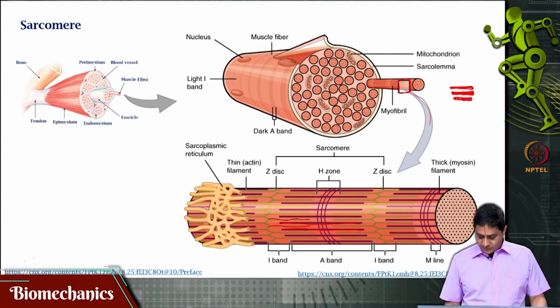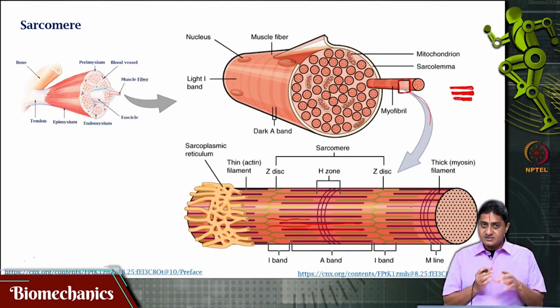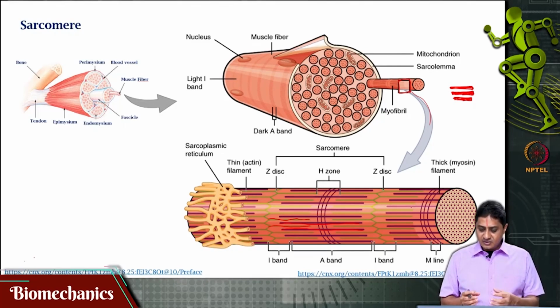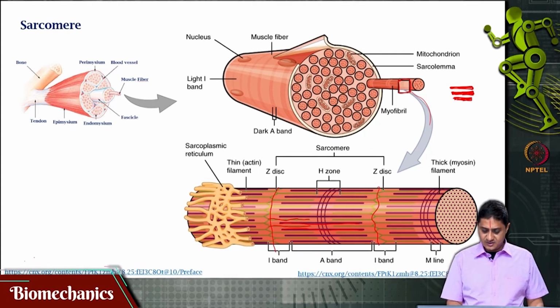And what do these lines represent? Remember that at the highest level you have the muscle itself, and this muscle is composed of bundles called fascicles, and one fascicle is composed of several myofibrils. Within this myofibril you have these striations, these lines, these zones. So, you have this unique arrangement in which there are thick lines followed by thin lines.